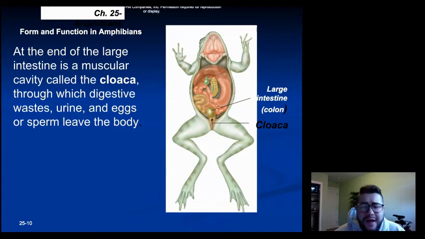And then the large intestine is what absorbs extra water from the body, but also the large intestine leads to this final hole in the body called the cloaca. The cloaca is where digestive waste, urine, and even reproductive products like egg and sperm leave the body. It's a one-stop shop, all-purpose hole in the amphibians called a cloaca.